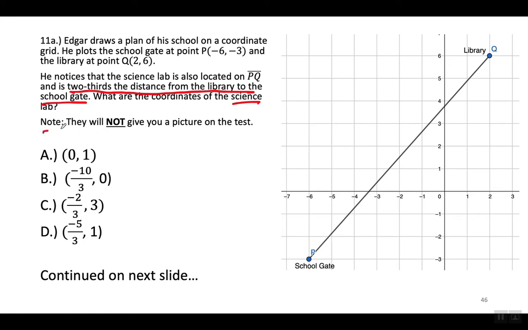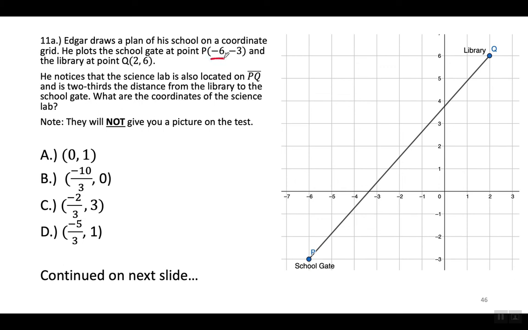Look what I wrote here. They will not give you a picture on the test. No te va a dar una foto en el examen. All right, so again, you could do, I would do it like this, all right? Let me draw it here, okay?